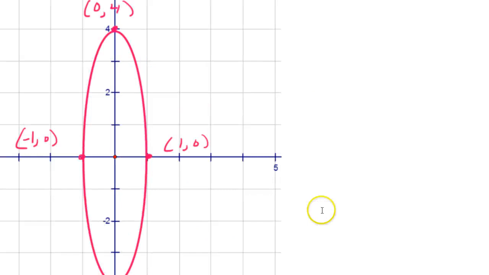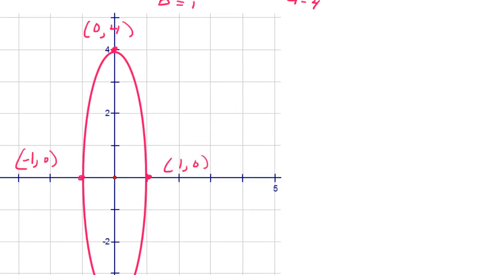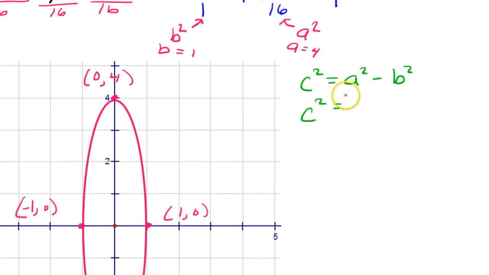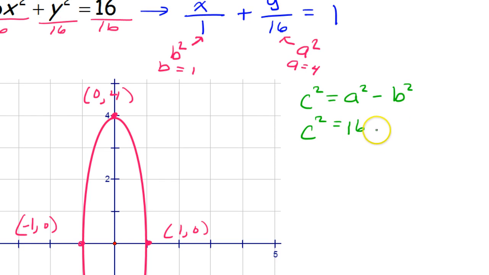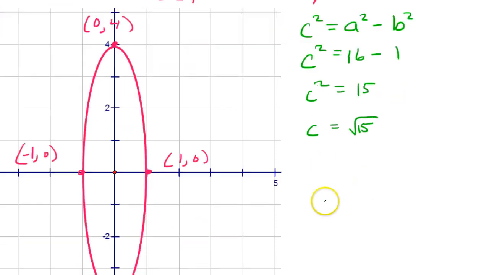We need the c value still. Okay, for an ellipse, we know that c squared is equal to a squared minus b squared. So c squared is going to equal 16, all right, because that's a squared, minus 1. So c squared is going to equal 15. So c is equal to the square root of 15.